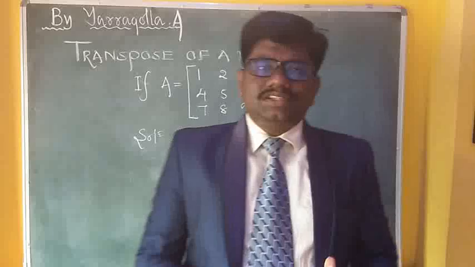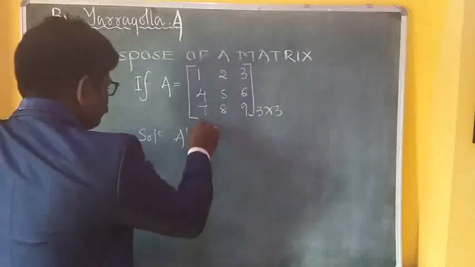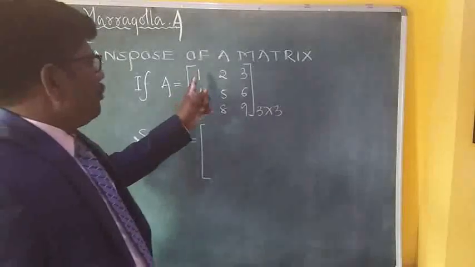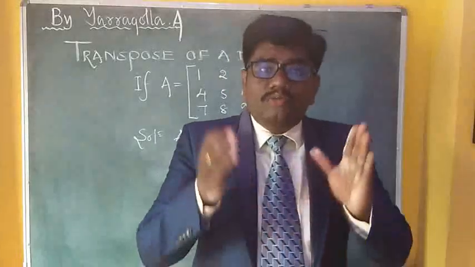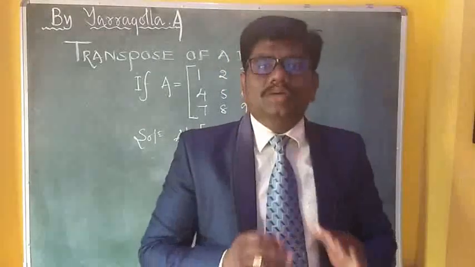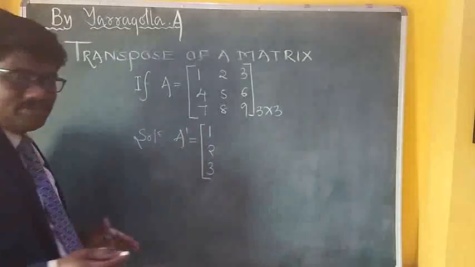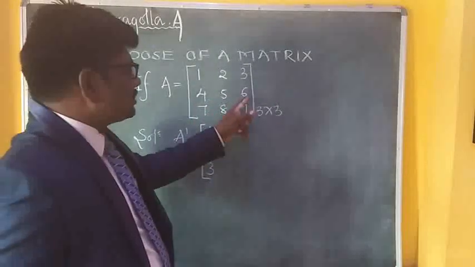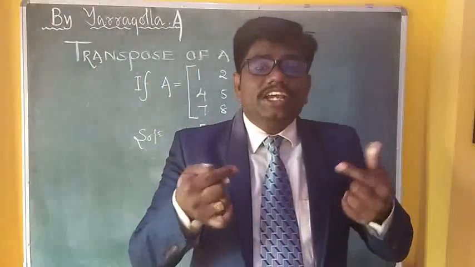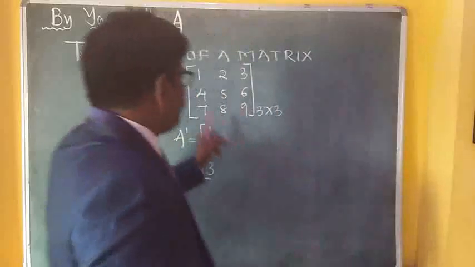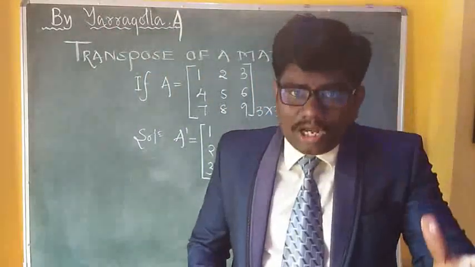So let us write the transpose of this matrix. Here, 1, 2, 3 is the first row elements. Now we are going to write them as first column elements, right? So 1, 2, 3. Now 4, 5, 6 are the second row elements. Now we are going to write them as second column elements, okay? 4, 5, 6 are second row elements. We are going to write them as second column elements, right?